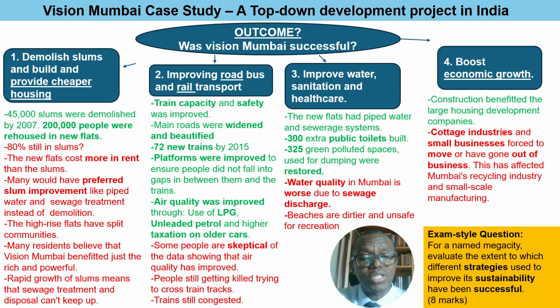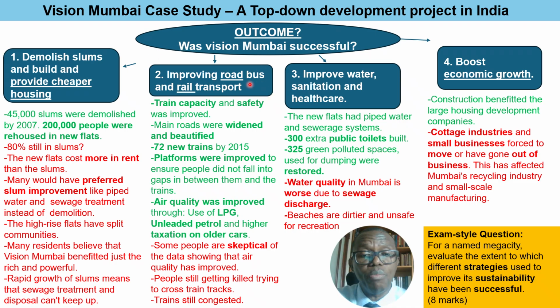Then rapid growth of slums means that sewage treatment and disposal cannot keep up. So we said at the start that Mumbai has 1,000 new residents every single day. So the population of Mumbai continues to grow. So the population of the slums as well continues to grow, which means that the housing in the slums is still not coping, and therefore sewage disposal and waste disposal continues to become an even bigger problem.